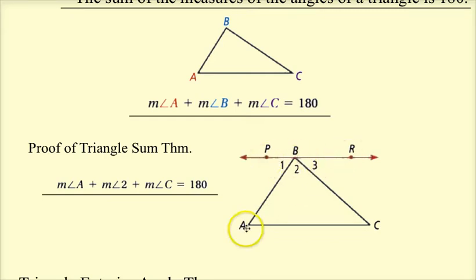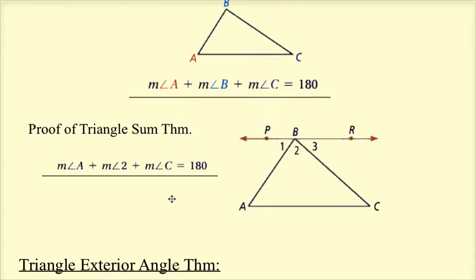And if PR is a line and it's parallel to AC and BC is a transversal, then angle 3 and angle C are congruent to each other. They're also alternate interior angles. But look at angle 1, 2, and 3. Together, those angles form a line, so they have to be supplementary. And I can just substitute. Angle A is congruent to angle 1, so I'm going to substitute angle A. Angle 3 is congruent to angle C, so I'm going to substitute in angle C. So therefore, angle A plus angle 2 plus angle C equals 180 degrees.